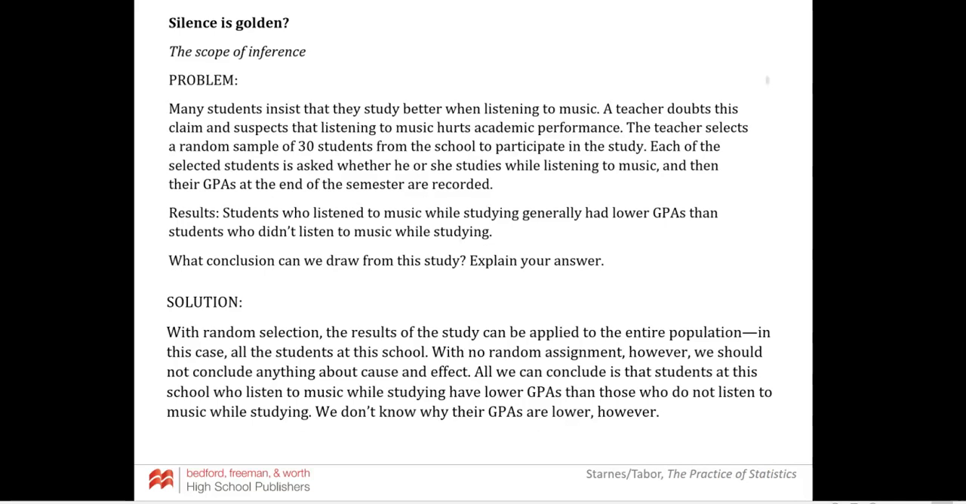With no random assignment to treatment groups, however, we cannot conclude anything about cause and effect. So we don't know that listening to music caused them to have lower GPAs. That would be a stretch. You can't say that. But we can say that the students who listen to music while studying at this school have lower GPAs in general than those who do not listen to music. So we don't know why their GPAs are lower, but we can make that inference for students at this school, that that's generally true.